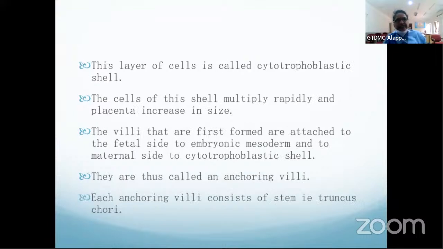This layer of cells is called the cytotrophoblastic shell. The cells of this shell multiply rapidly and the placenta increases in size. That's why the placenta increases in size. The villi that are first formed are attached to the fetal side, that is the embryonic mesoderm, and to the maternal.